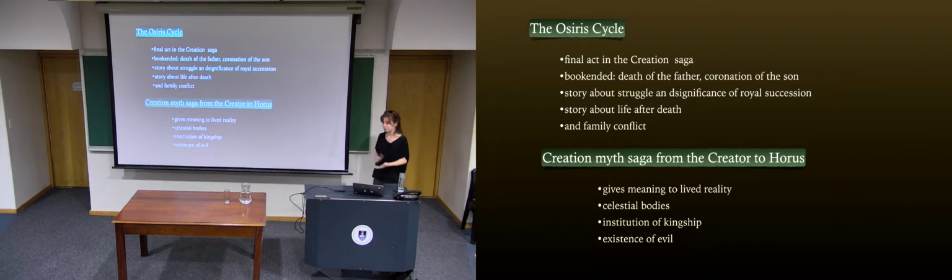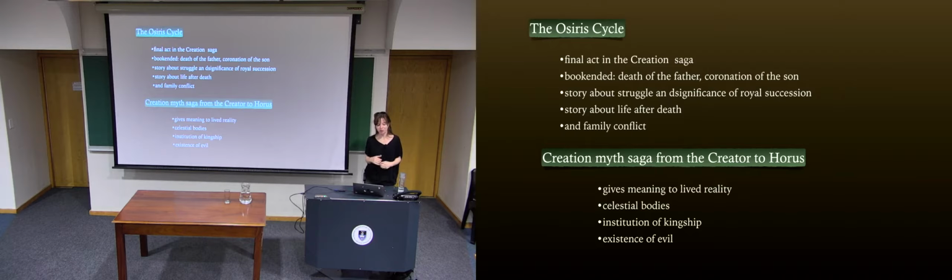But to sum up, I know I rushed through the end there a bit, I'm sorry. The Osiris Cycle is basically the final act in the broad narrative of the Heliopolitan cosmogony. It's bookended, right? It starts with the death of the father and ends with the coronation of the son. That's S-O-N. But maybe also S-U-N, depending on how you want to think about it.